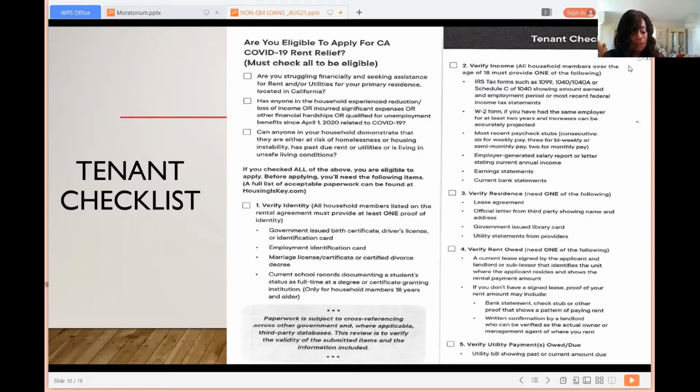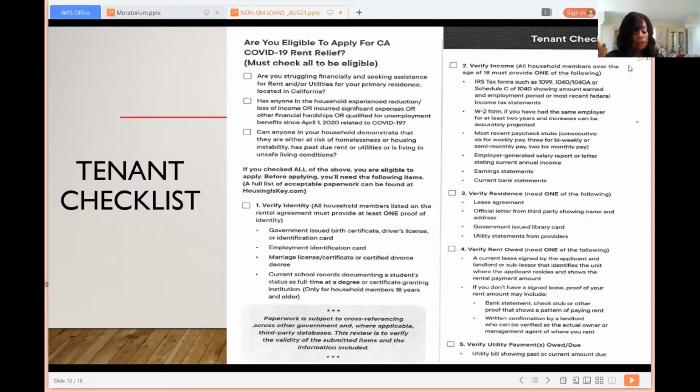Has the past due rent or utilities or is living in an unsafe living condition? So if you're living in an unsafe condition, perhaps in your car some nights, or you just don't have a stable home or place to go, then you would check that box. If you checked all of the above, you are eligible to apply.